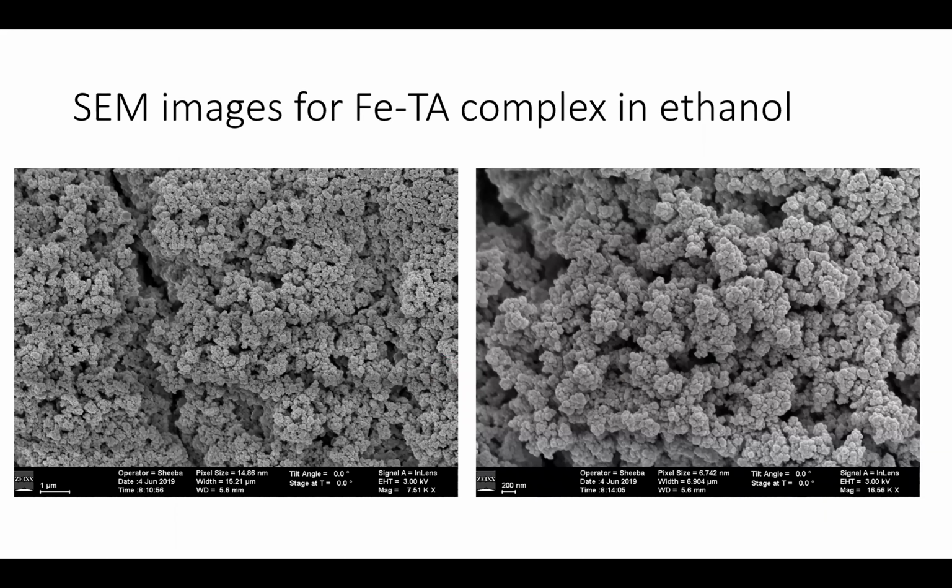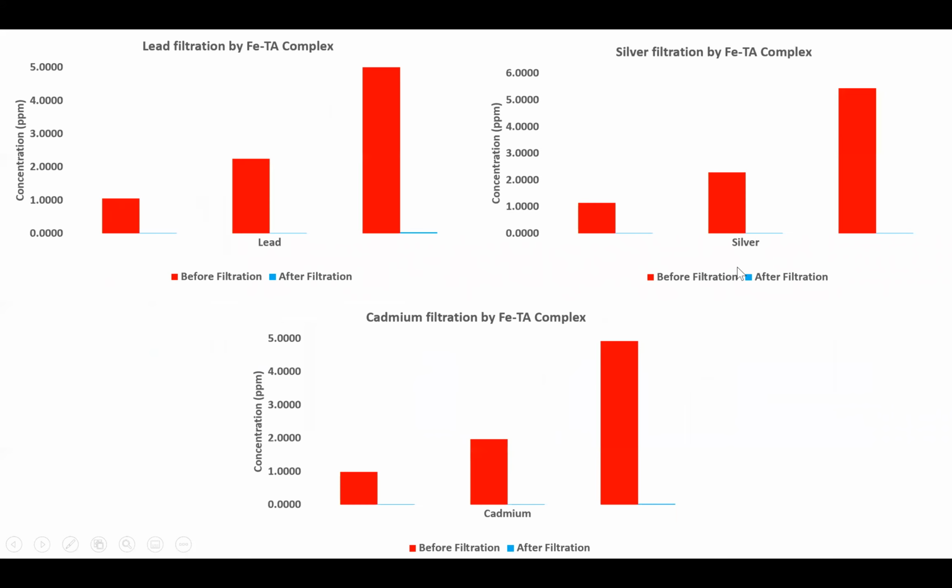This is the AFM image of iron tannic acid complex, and we can see from the AFM images that the particle size is around 200 nanometer, which is agglomerated together, which we can find from those two AFM images.